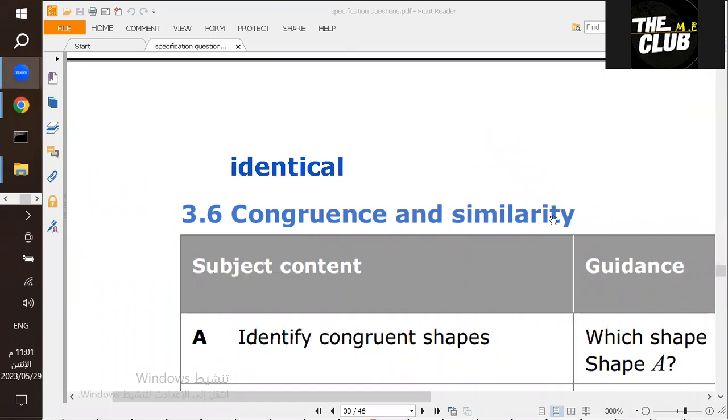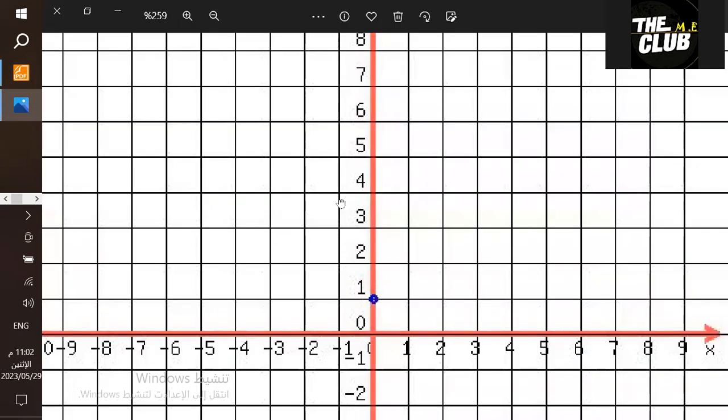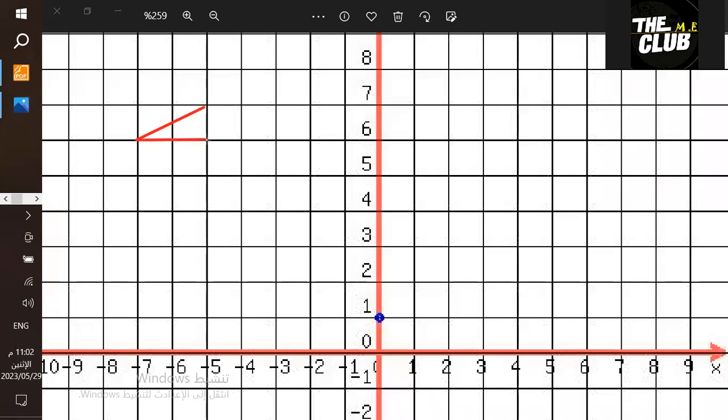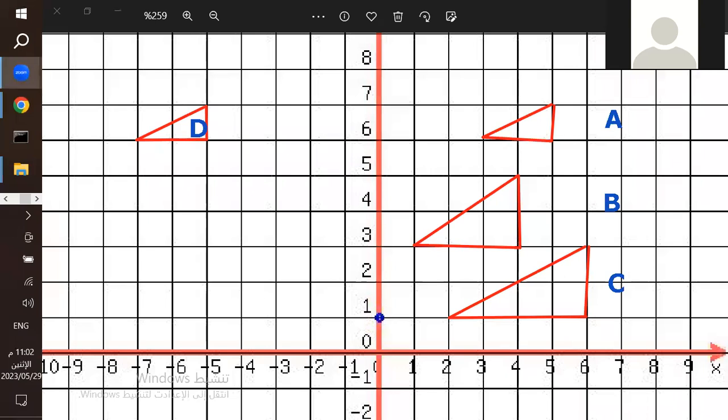Let's see some questions so we can understand. Which shape is congruent to shape A? This one you won't have problems with. Let's take a grid. They will give you two shapes like this, or one shape like this, and they will give you this shape, this shape. We'll call them names, of course. So I have A, B, C. Shape A, this one is B, this one is C. The question is, which one is congruent to shape D? Shape A. A, right? Because congruent means identical.